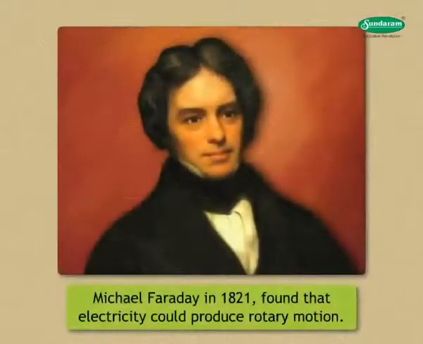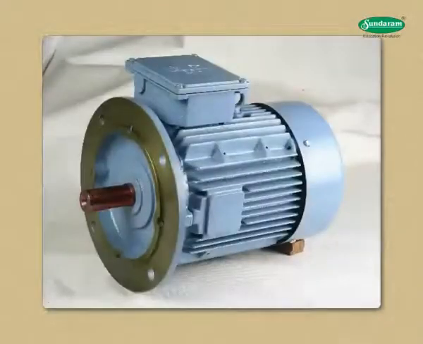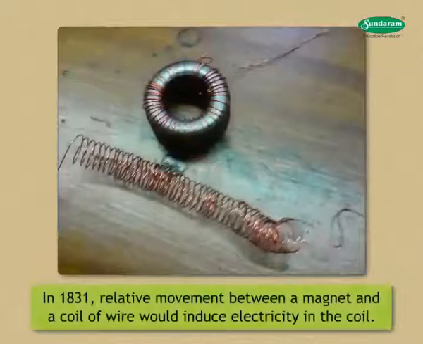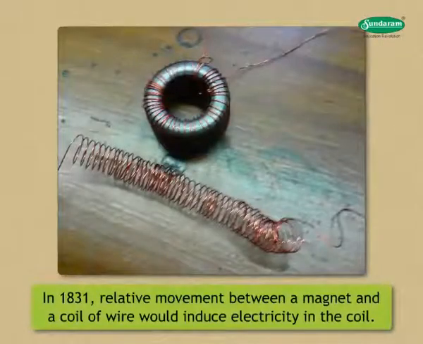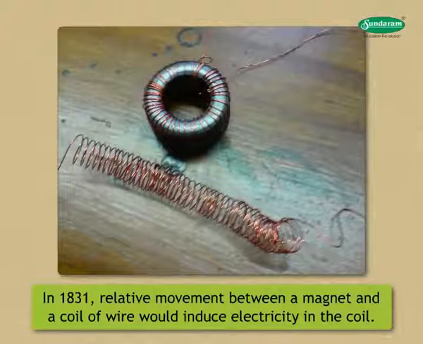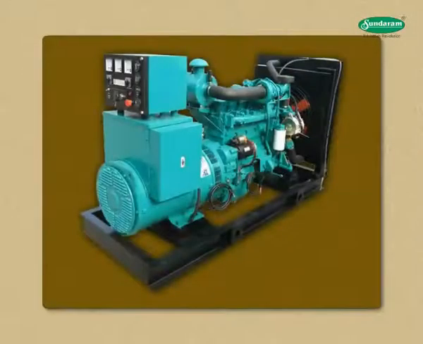Michael Faraday in 1821 found that electricity could produce rotary motion. Today's electric motors are based on this. In 1831, he showed that relative movement between a magnet and a coil of wire would induce electricity in the coil, an idea which gave birth to modern generators.